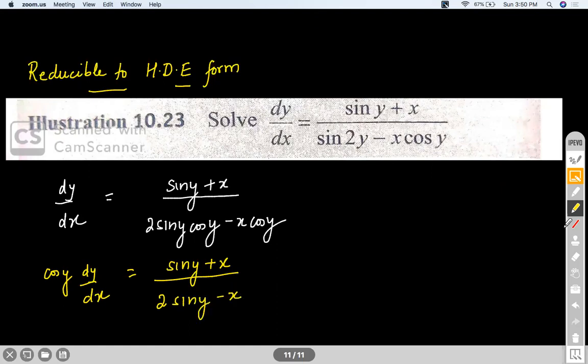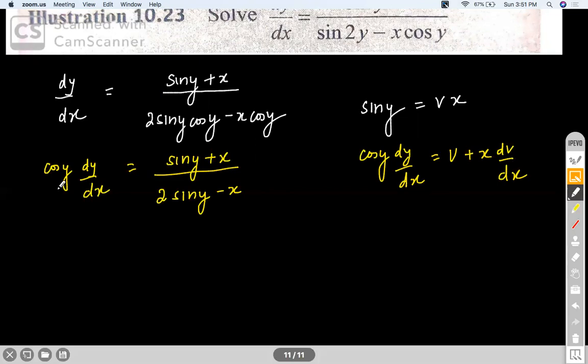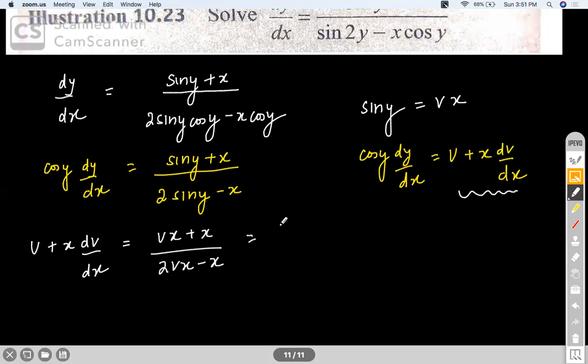Okay, now the presence of the cos y dy by dx term indicates that you can make a substitution: sin y is equal to vx, right? Now this actually surprises most of us. You'll get to know all these substitutions only through a very careful scrutiny of the problem. Okay, so if you differentiate both the sides, you get cos y dy by dx is equal to v plus x dv by dx. So your left hand side is already present as this term, so you can make that substitution as v plus x dv by dx on the left hand side. Right hand side becomes (vx + x)/(2vx - x). x can be removed from both numerator and denominator, giving you this expression.